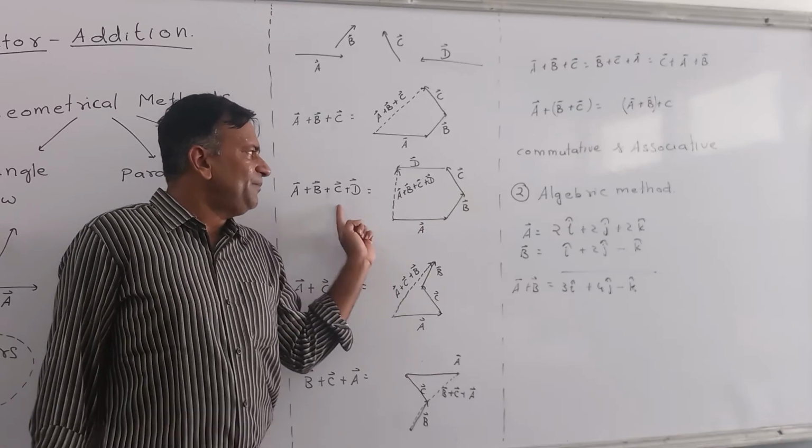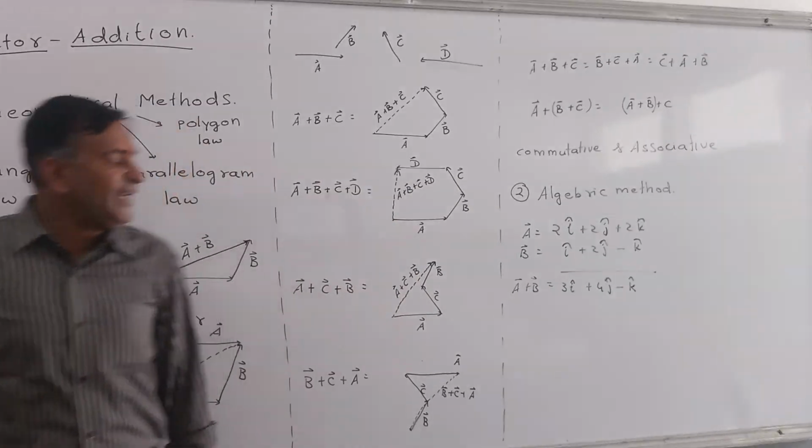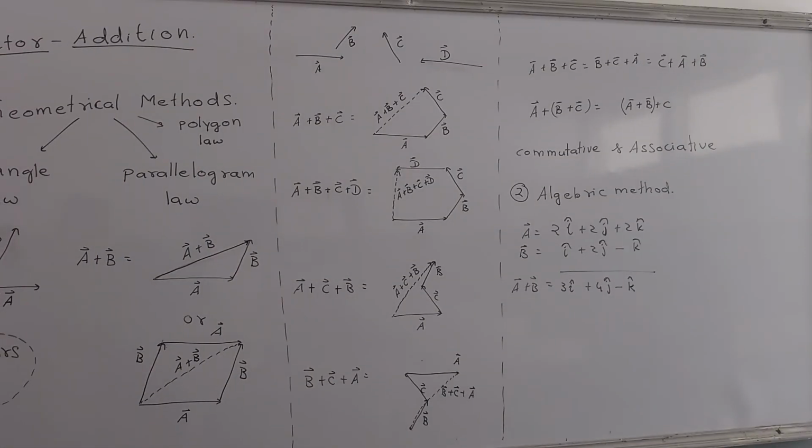In this diagram, I am adding four vectors. So how are they added? It's vector A plus vector B plus vector C plus vector D. Now the same procedure. It's vector A first.